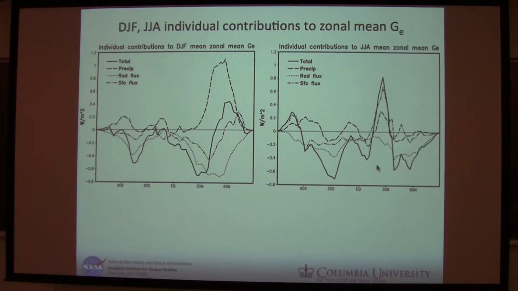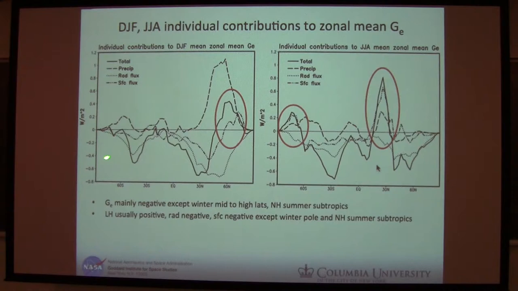And we see that throughout most of the latitudes, GE is negative, particularly here, in the subtropics of the winter hemisphere. Positive GE occurs at high latitudes in the winter and in the northern hemisphere summer subtropics, where latent heating and surface sensible heat fluxes together combine to overpower the negative contribution from radiation, which takes place throughout all latitudes.